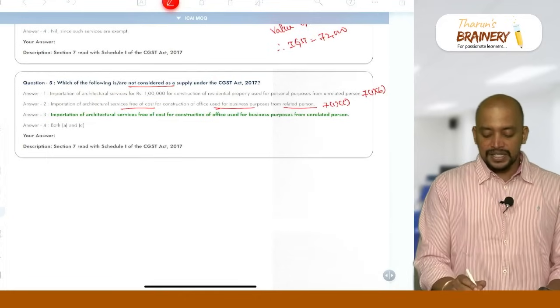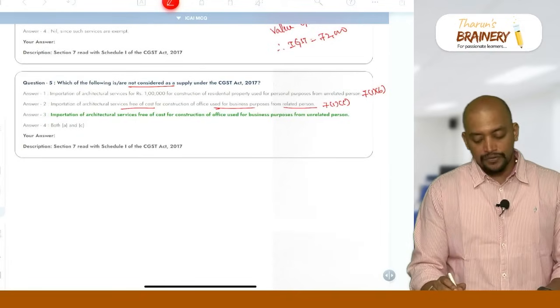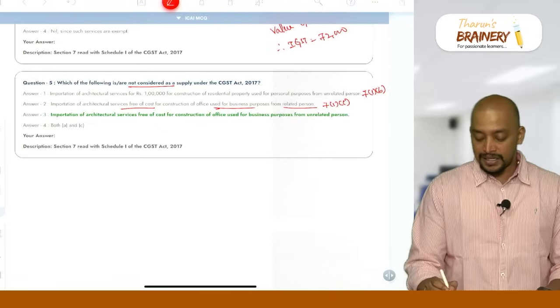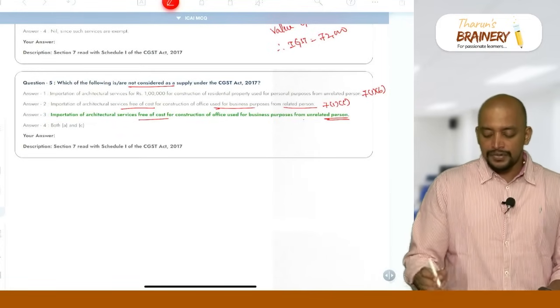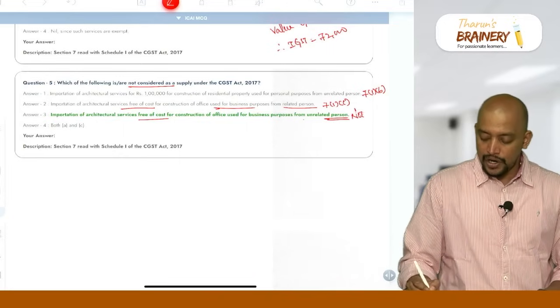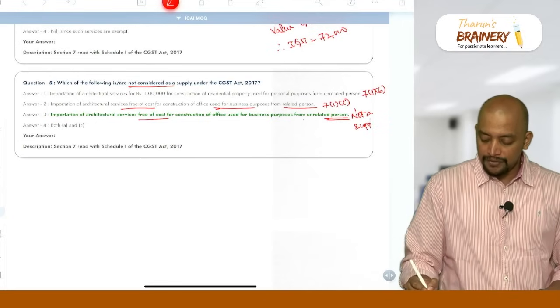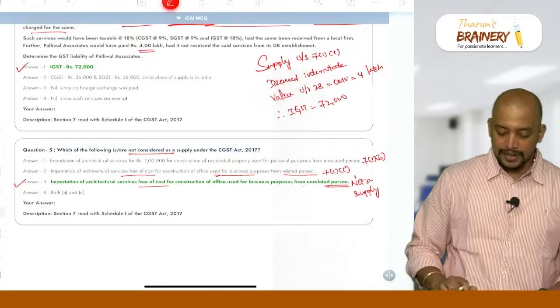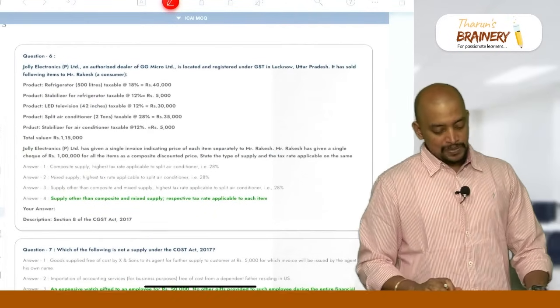Import of architectural services free of cost for construction of office used for business purpose from an unrelated person. So without consideration, unrelated person will not come. So it is not a supply. So therefore option C is the answer. Then next one, question number 6.